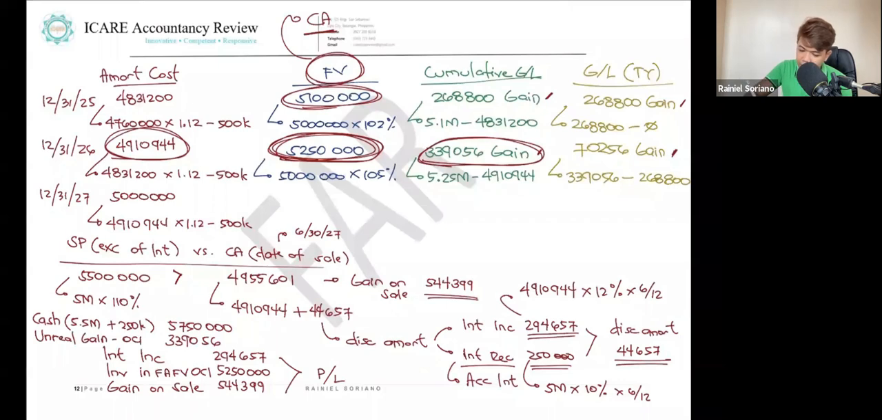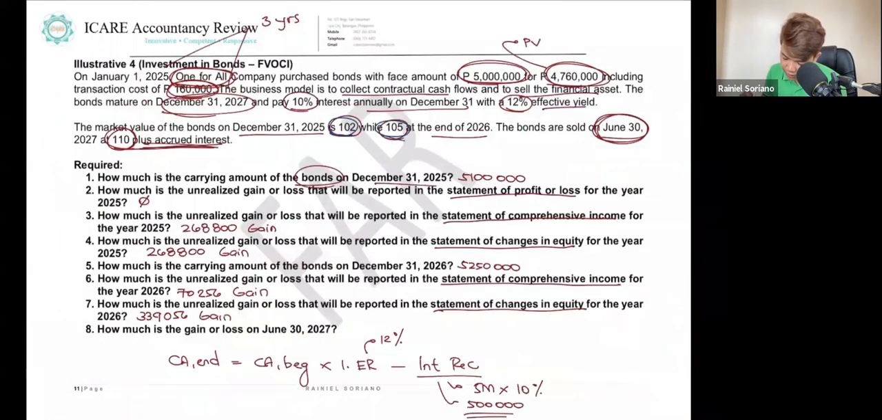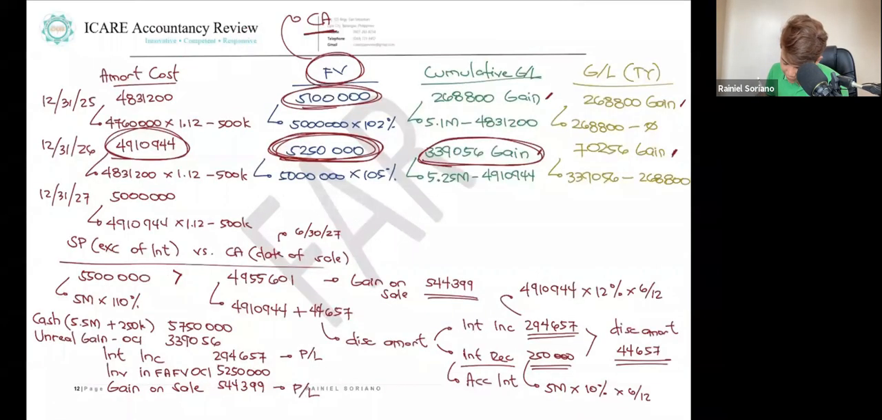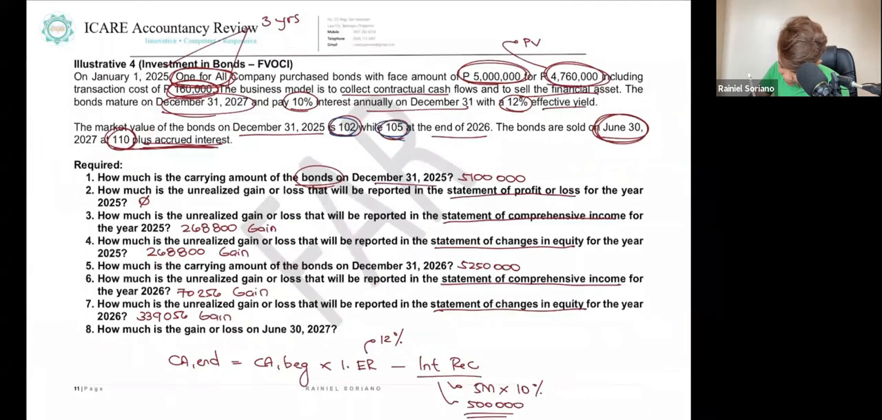Okay? So this is now the journal entry for the sale. Once again, itong interest income sa PNL yan. Itong gain on sale sa PNL din. So parang tinransfer natin yung unrealized gain sa PNL. Okay? Ang tinatanong dito is kung magkano yung gain or loss. That's equal to 544,399. So that is illustrative problem number 4, illustrating FVOCI.